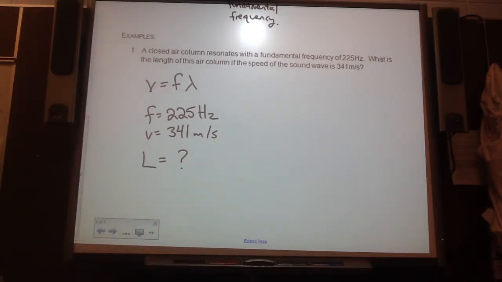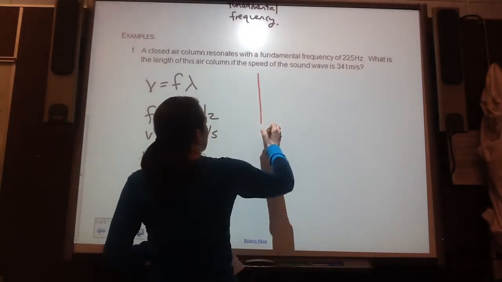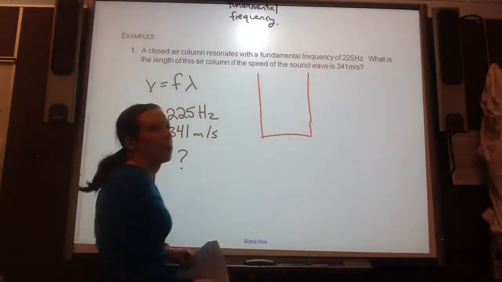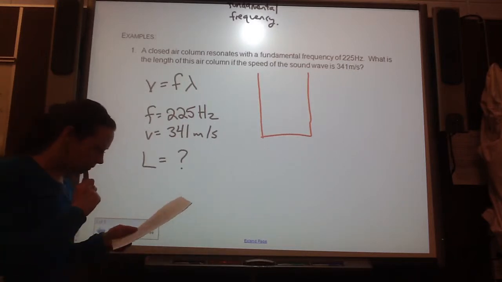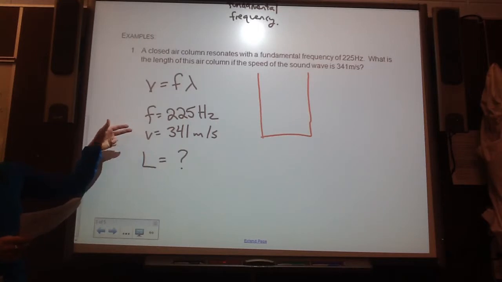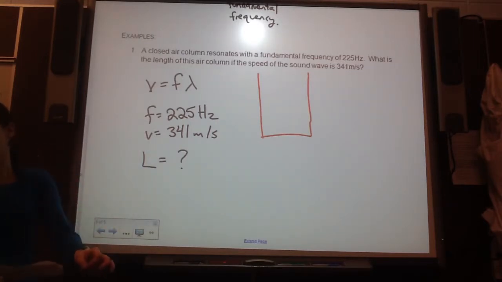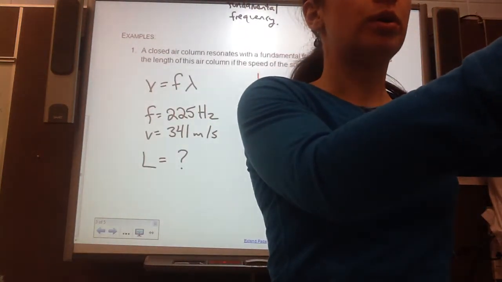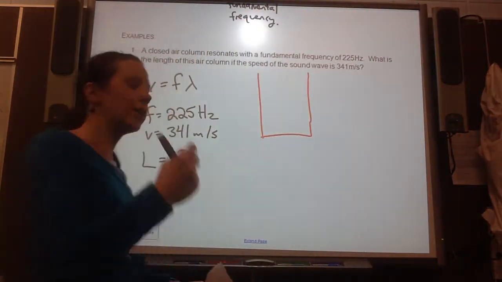Now let's draw a diagram of the air column that we're working with so that we know how to set this up. We're going to need it, but I'll tell you how we get it. You'll find your lambda by using this formula, but we're looking for the length of the tube, not for the wavelength. So it's like you're trying to find out what is the length of this tube. Okay, you're not looking for the wavelength of the actual energy wave.